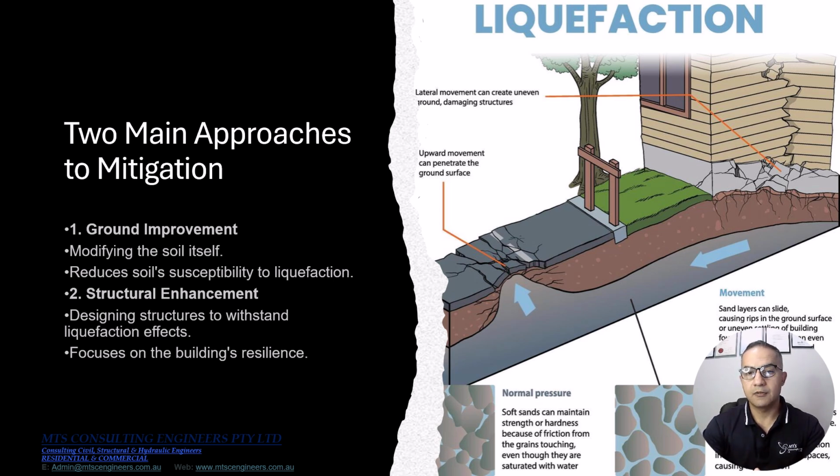When it comes to mitigating liquefaction, there are two primary approaches. First, we have ground improvement, which involves modifying the soil itself to reduce its susceptibility to liquefaction. Second, we have structural enhancement, where the focus is on designing structures to withstand the effect of liquefaction, emphasizing the building's overall resilience. The image illustrates how liquefaction can cause lateral movement, uneven ground, and upward movement that penetrates the surface, leading to damage to structures and foundations.